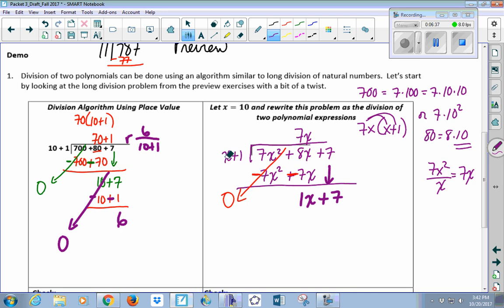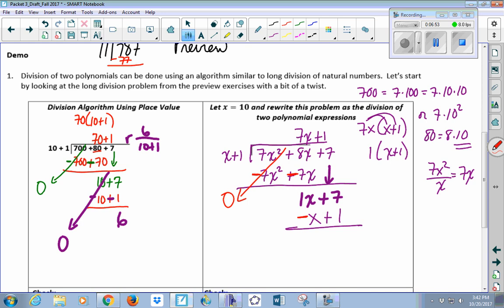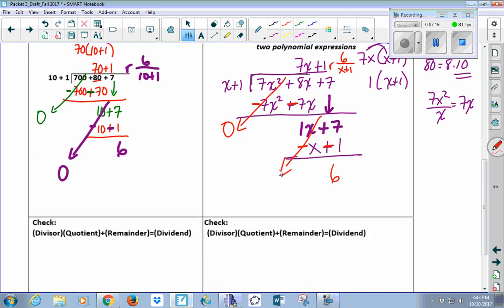And now I say, how many times does x go into x? My answer is 1. And now I do 1 times the divisor, x plus 1. That gives me x plus 1. And I've got to subtract both of those, so I've got to change both of these signs. And I get 6. And my remainder is 6 over x plus 1. So I hope you can see the relationship between doing this algorithm with numbers and doing it with long division of polynomials.